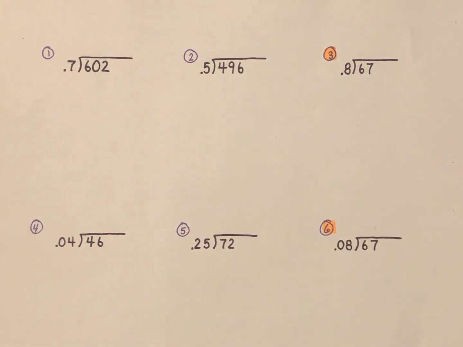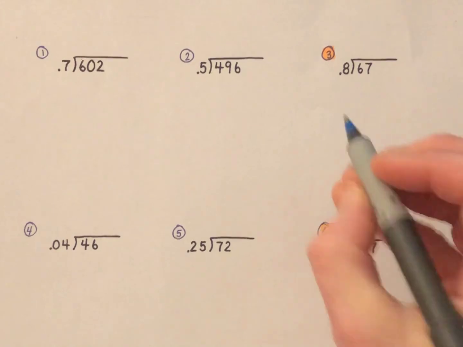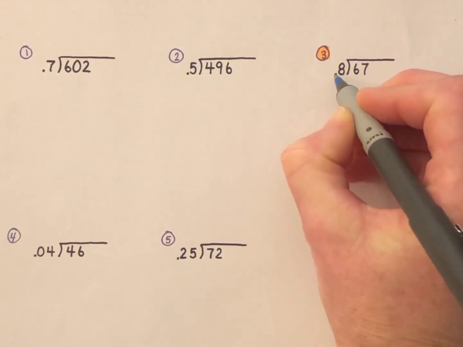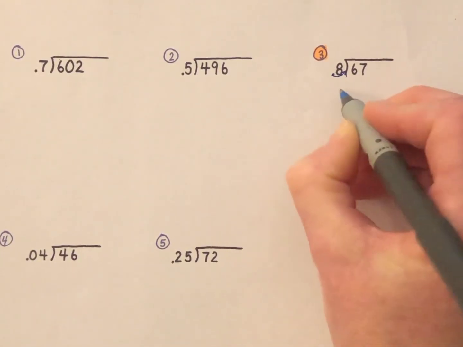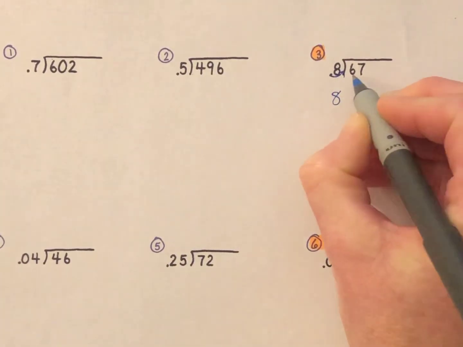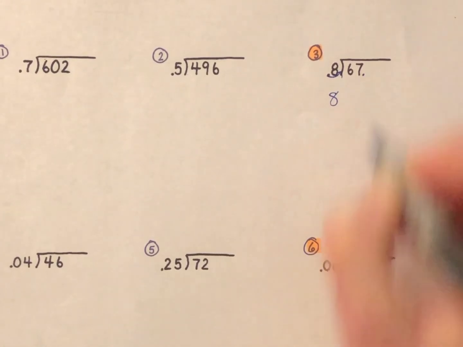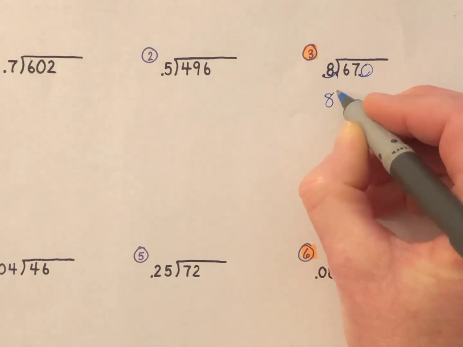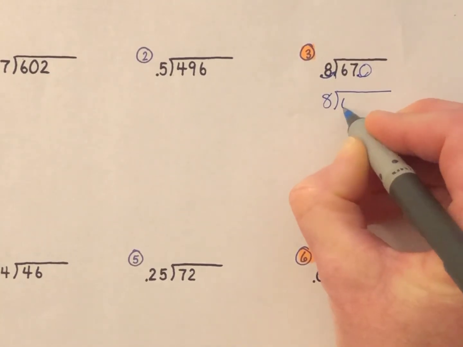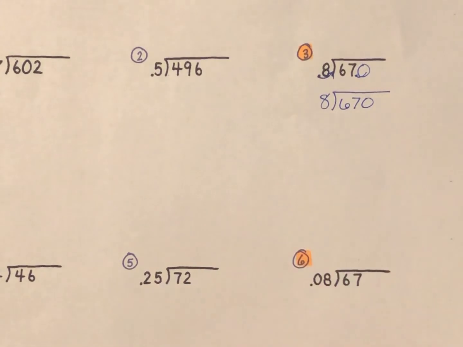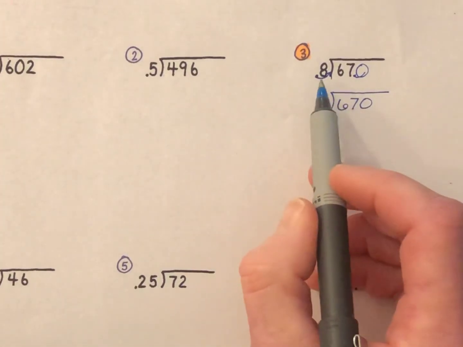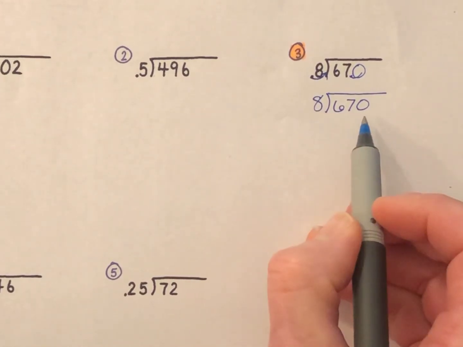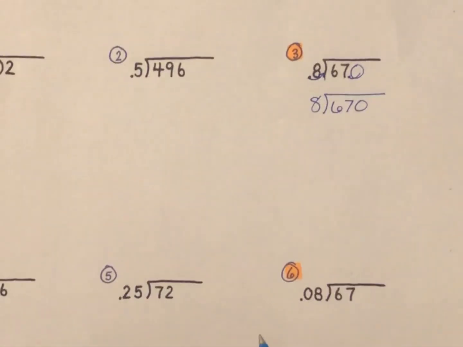What I like to do is rewrite the problem. So in order to get rid of the decimal, I'm going to have to multiply this by 10. So I'll move the decimal over to make it 8. And then in 67, we know the decimal's right here. So when I move the decimal over 1, I add a 0. So I end up with 670 divided by 8. Instead of 8/10 into 67, I have 8 into 670. I just multiplied both sides by 10.